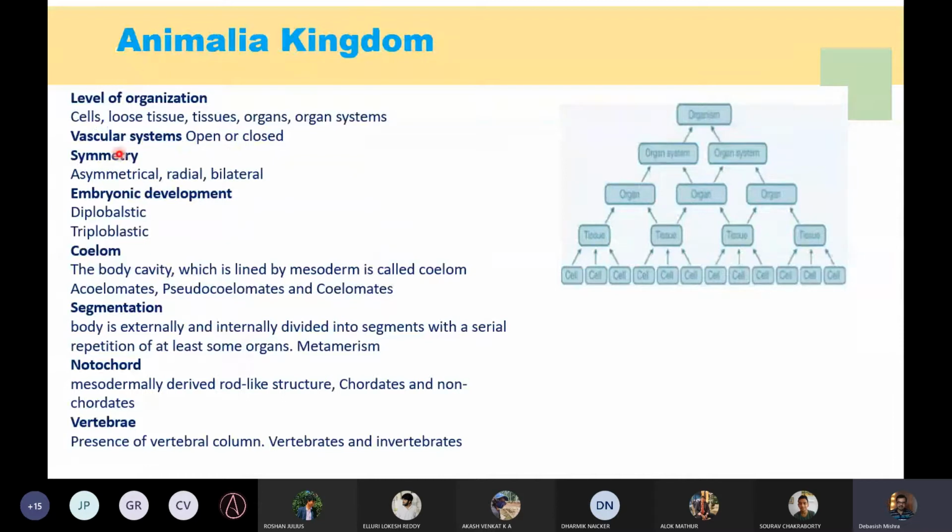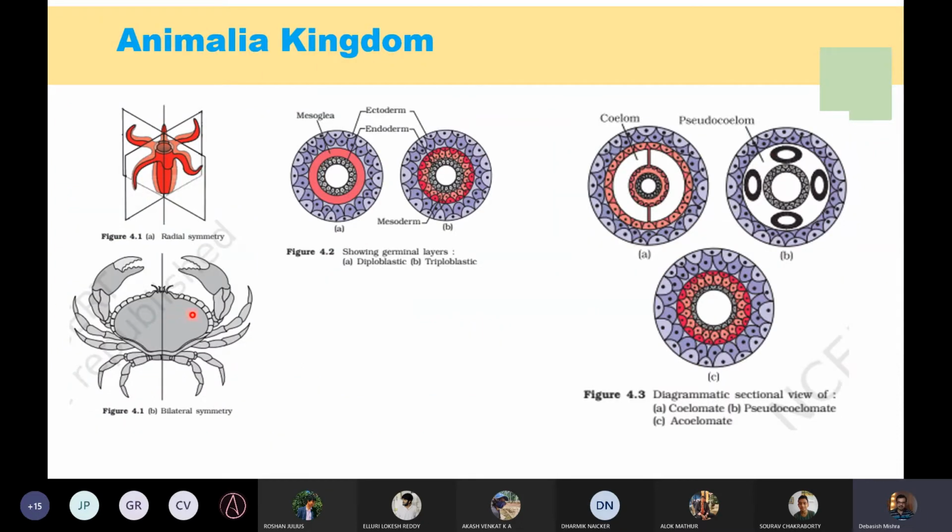Then coming to animal classifications, they have multiple criteria for classification: whether they are single cellular or multicellular, how loosely the cells are attached, if they have organ systems or not, if they have backbones or vertebrae or not. There are multiple ways of classification, such as whether they have body segmentation or not, and the symmetry, radial symmetry or bilateral symmetry.